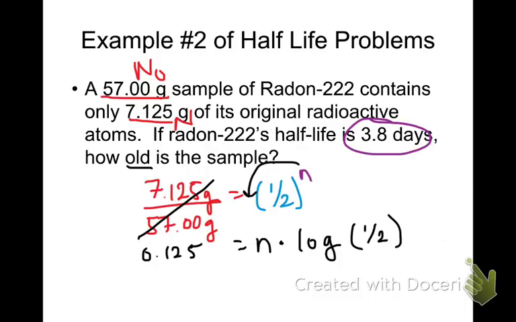Because we did that to that side, to be fair, we have to do log of this side too. So we have log of 0.125 equals N times log of 1/2. And don't be scared of putting that in your calculator. I know a lot of you are using your phones, and your iPad calculator too. You're just going to punch in 0.125. Maybe it's still there from when you divided your 7.125 by 57.